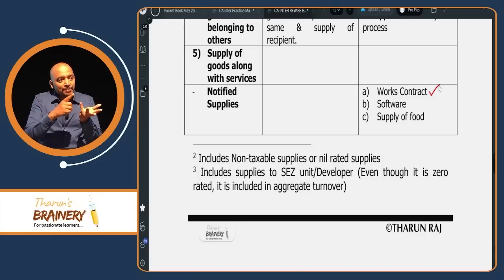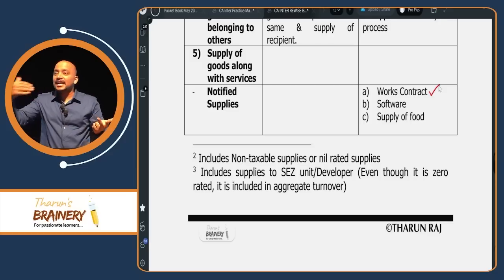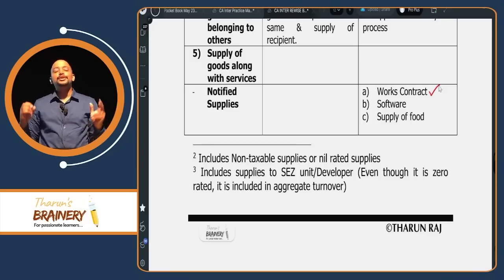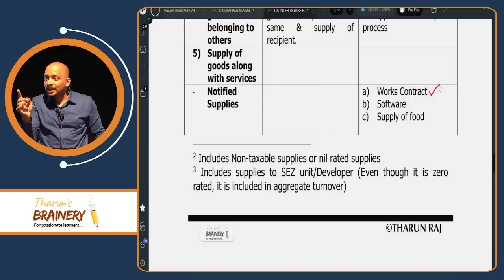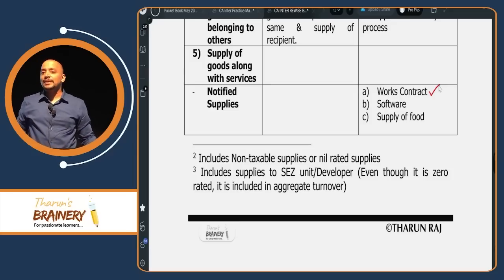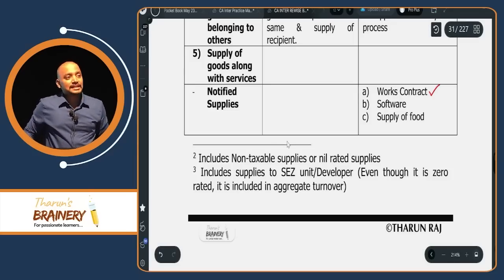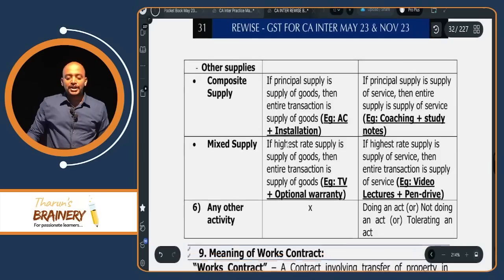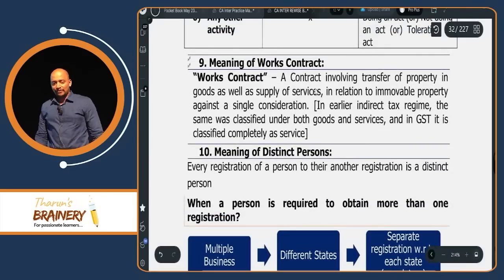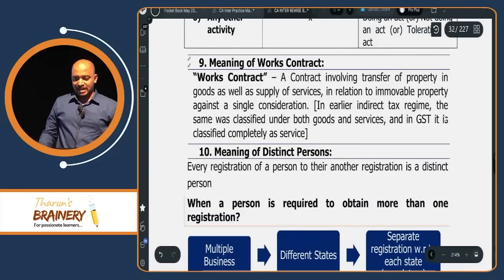So now I will only buy the material required for construction and I will do the construction and I will hand over the property to you and I collect some consideration from you. So therefore it will be treated as supply of service. Even though it involves both goods element as well as service element, it will be coming under supply of service. That is works contract. You can see below the meaning of works contract. A contract involving transfer of property in goods as well as services.